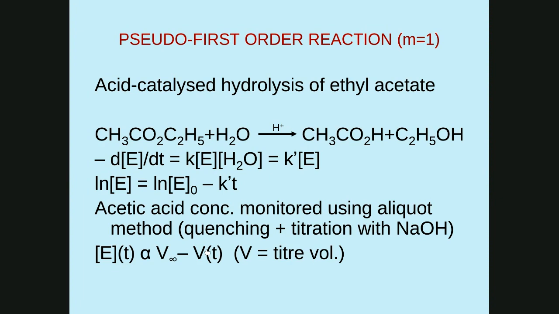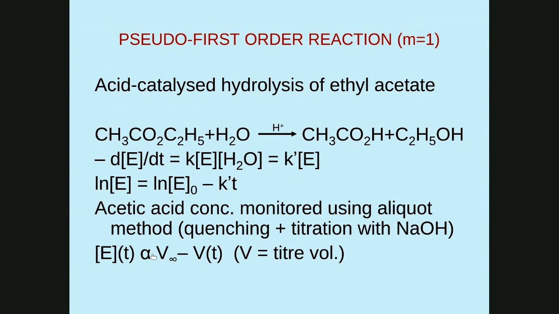So the instantaneous concentration of E at time t is measured in terms of a difference in the aliquot titer volumes at infinity and at the current time t. And the constant of proportionality is independent of t. It's just a real constant, making sure that you keep the same 5 ml aliquot volume each time, of course.